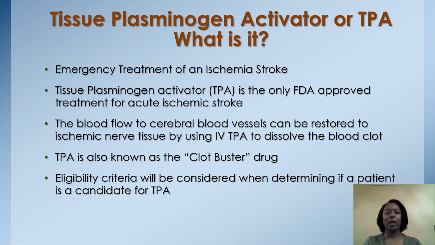That's why the timeline is very important, because this drug must be administered within 3 to 4.5 hours from the onset of symptoms. The blood flow for the cerebral vessels can be restored to ischemic nerve tissue by using IV TPA to dissolve the blood clot. TPA is also known as the clot buster drug, and there are certain criteria that the patient must meet in order to be a candidate for TPA.